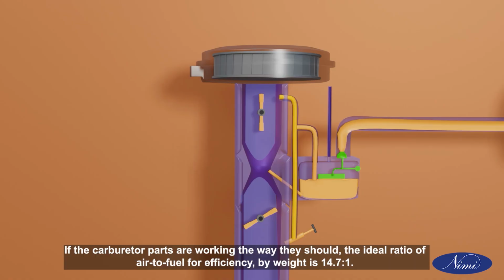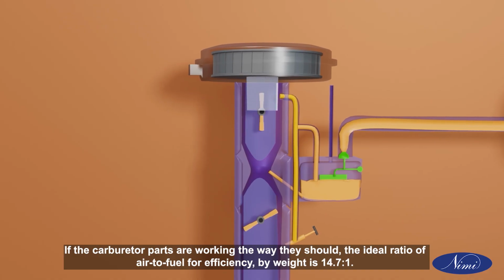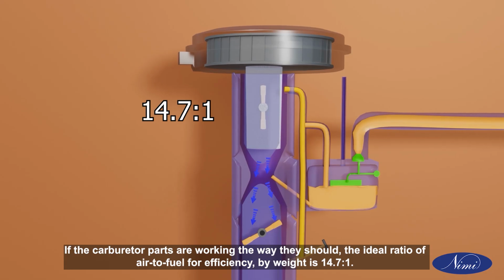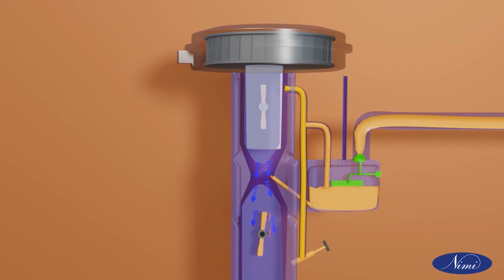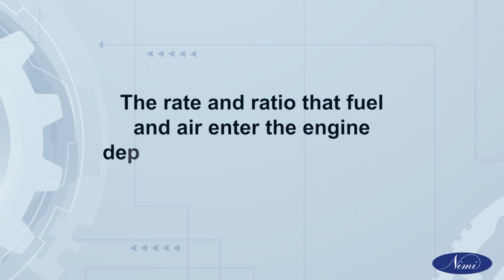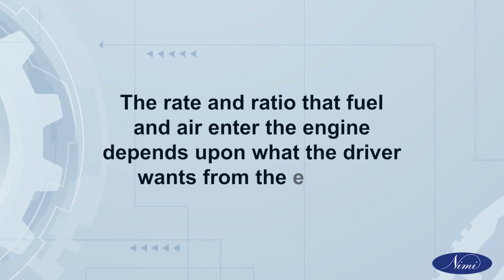If the carburetor parts are working the way they should, the ideal ratio of air to fuel for efficiency, by weight, is 14.7:1. The rate and ratio that fuel and air enter the engine depends upon what the driver wants from the engine.